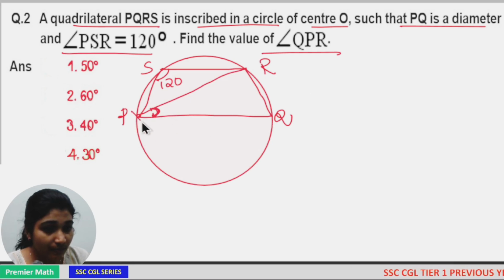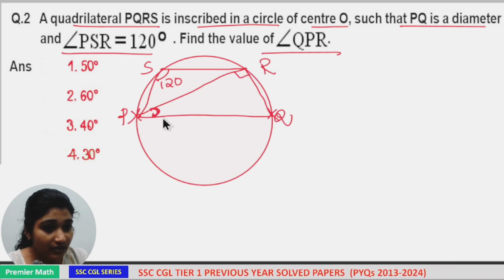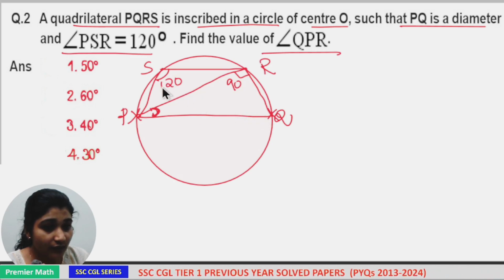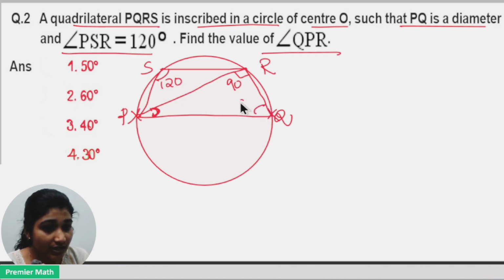Now here PQ is diameter. PQ creates 90 degree with the circumference. That is PQ creates 90 degree at R. So this is 90 degree. And here this is cyclic quadrilateral. That is sum of opposite angles equal to 180 degree. If this is 120, this should be 60 degree. Then from this triangle, this is 90, this is 60 means this should be 30 degree. Option 4 is your answer.